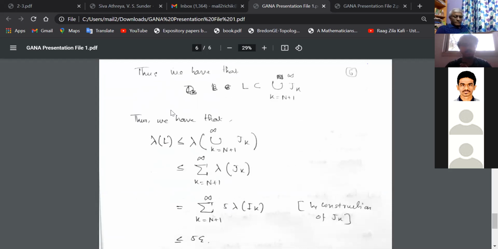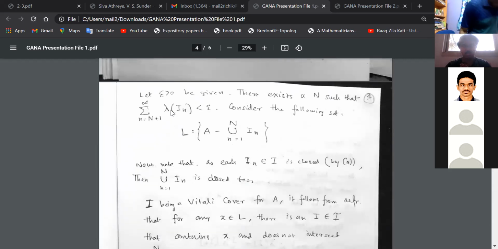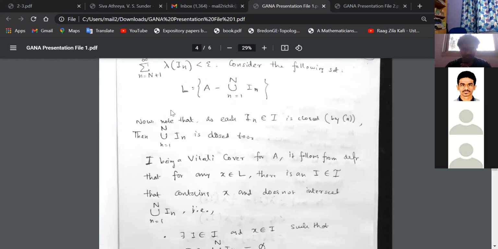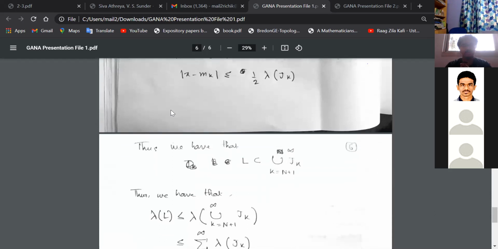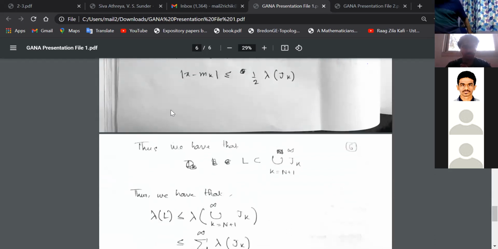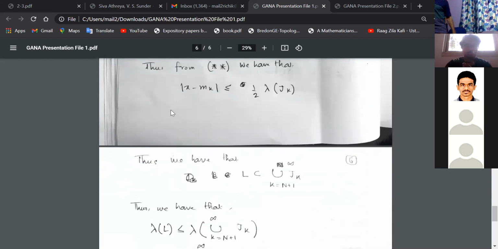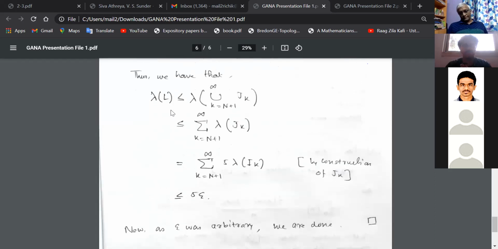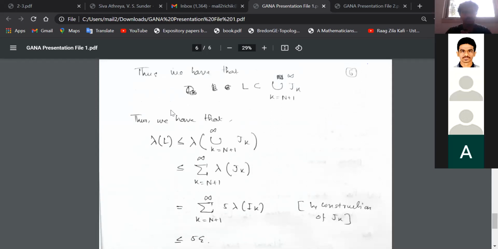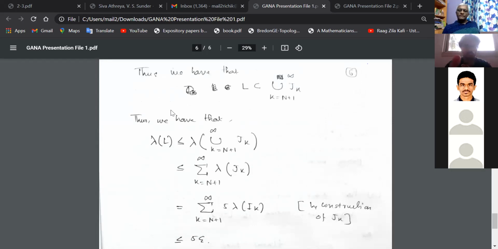So thus we have that the set L we have constructed before, A minus the union over n equals 1 to capital N of I_n, will be contained inside the infinite union, k running from n+1 to infinity, of J_k, from the double star. Thus we have that λ(L), from the preceding relation, will be less than or equal to λ of the union of J_k, k from n+1 to infinity, as the intersection is not empty.